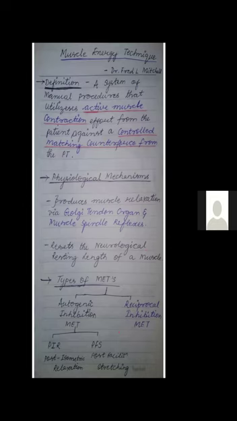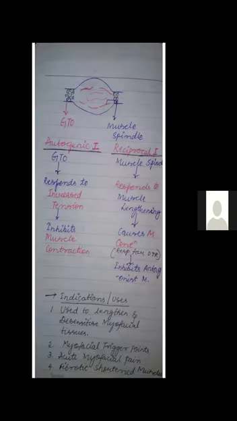So moving on to the types. Basically there are two types. One is autogenic inhibition and the other is reciprocal inhibition MET. Under autogenic inhibition there are two types. One is post isometric relaxation and the other one is post facilitation stretching. These are the two types under autogenic inhibition. Now talking about the two different things, that is autogenic inhibition and the reciprocal inhibition.